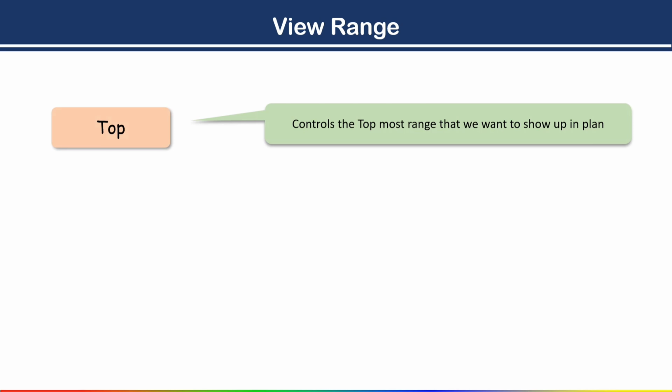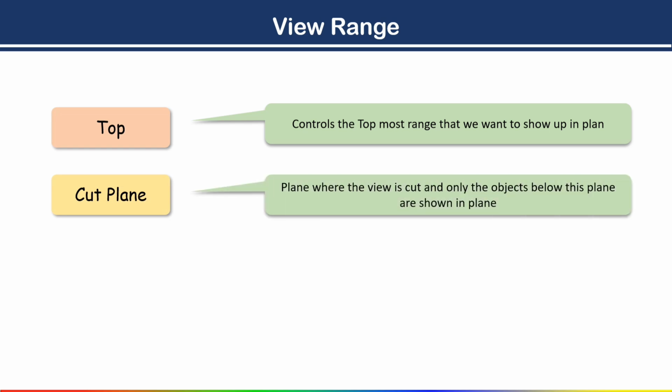The top plane controls the topmost range that we want to show up in plan. Cut plane is the plane where the view is cut, and only the objects below this plane are shown in plan. Remember, some objects are affected by the top plane and some by the cut plane. Suppose some objects in your drawing are affected by the cut plane. The cut plane is an imaginary plane. If the cut plane cuts that object, then only that object will be visible.